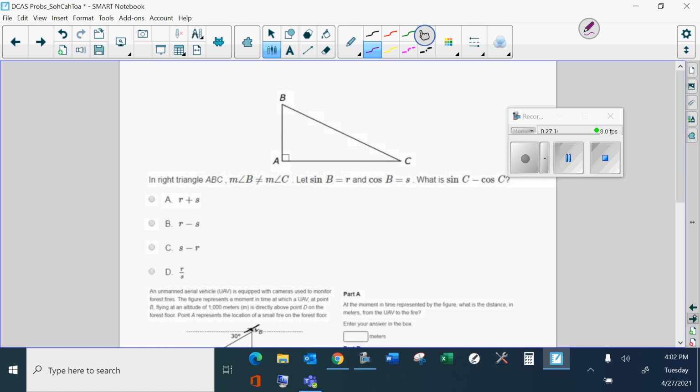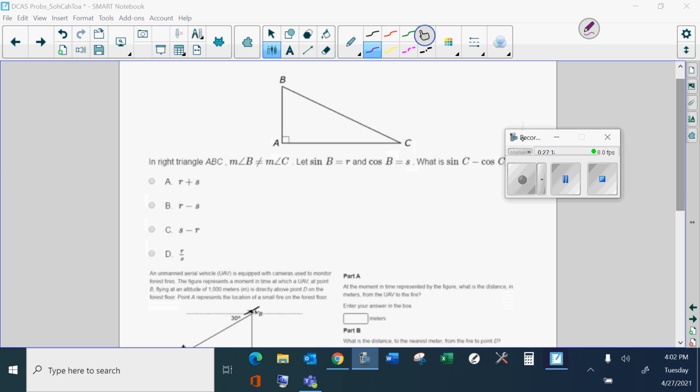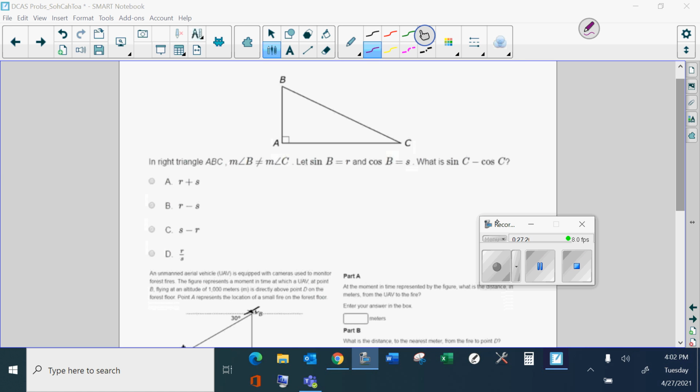Okay. All right. I watched this actual problem on one of the ones that our kids took. Let sine of B equal R. So the sine of B, remember that means we can write R as R over 1. So sine of B, remember that means opposite over hypotenuse. So the opposite is R divided by 1, and there's the hypotenuse.